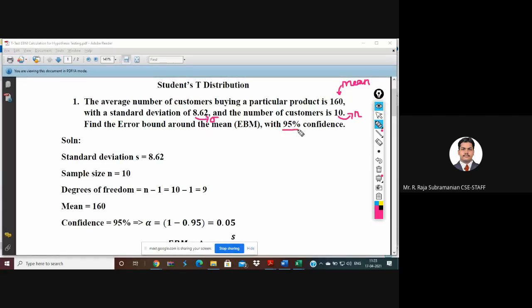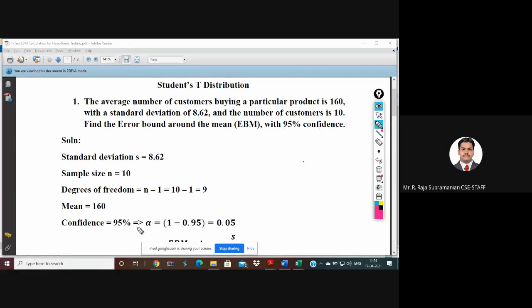One more thing. What is the formula for finding the significance level alpha? Significance level alpha is equal to 1 minus the confidence level. 1 minus 95%, that is 0.95, so 1 minus 0.95 is 0.05. So that is the significance level formula. You also note this.